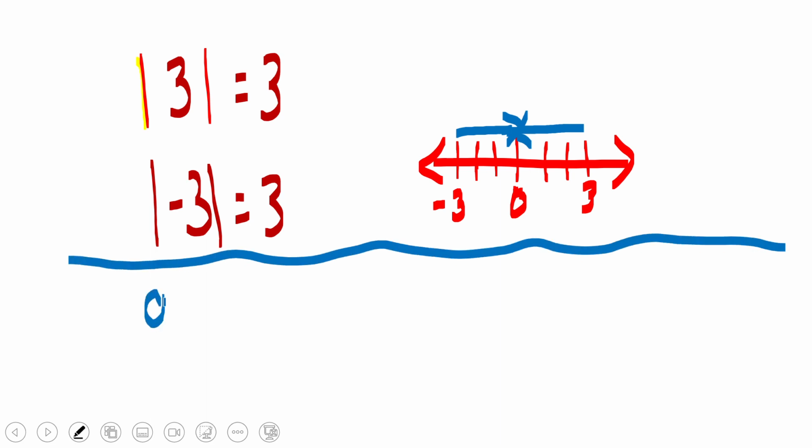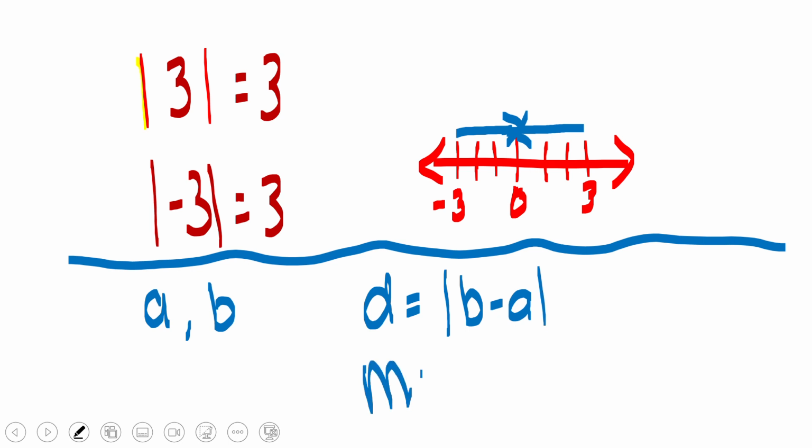You have a value A and a value B. The distance between the two equals the absolute value of B minus A. And the midpoint between the two equals A plus B divided by 2, to find the midpoint between 2 points that are graphed on a number line.